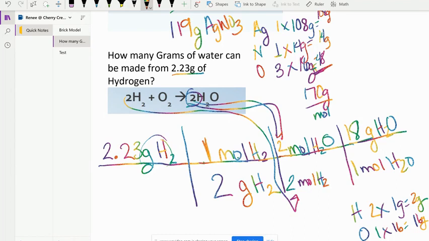So now let's put this in our calculator. We're going to start with 2.23 times 1 times 2 times 18. Enter. Divide, parenthesis, 2 times 2 times 1, close the parenthesis and hit enter. And from 2.23 grams of hydrogen, I would be able to make 20 grams of water.